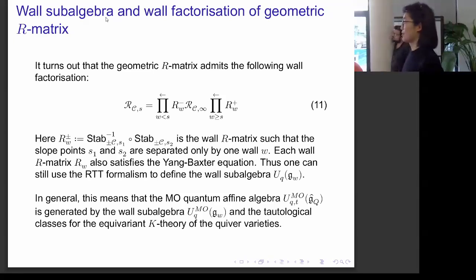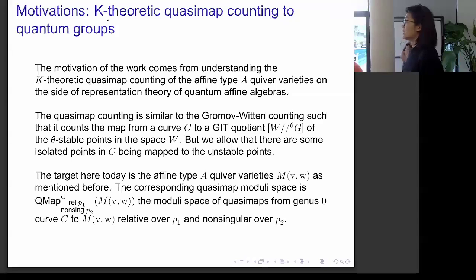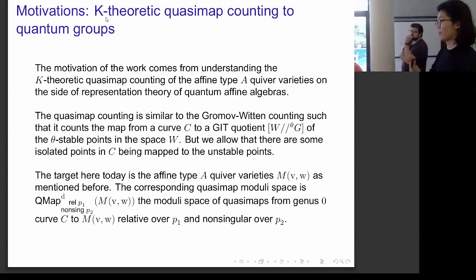It means that the ML quantum algebra is actually generated by the wall subalgebra and the tautological classes for the equivariant K-theory of the quiver varieties. The first is really obvious, and the second one is just because if you compute the core parts, this R infinity is a block diagonal operator, and this operator is generated by the tautological classes. So for now, this is the most primary motivation for the work.